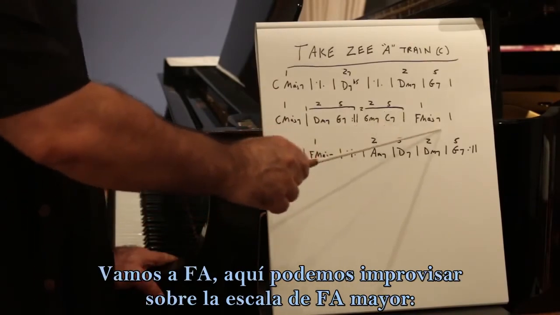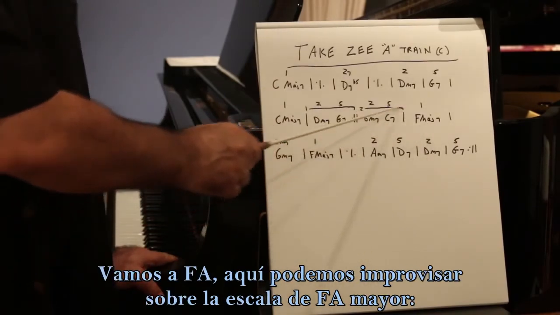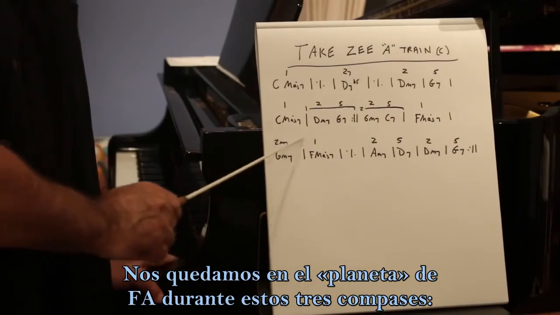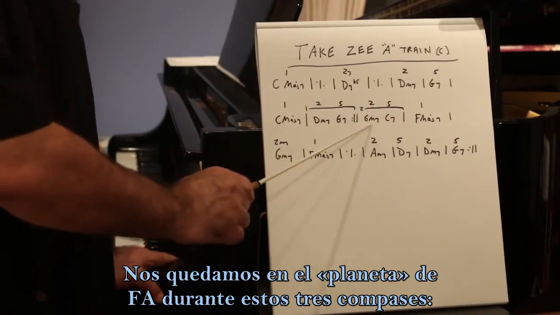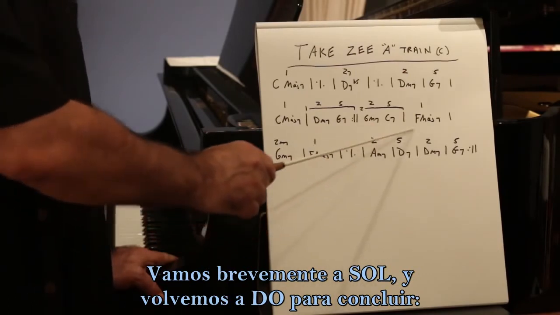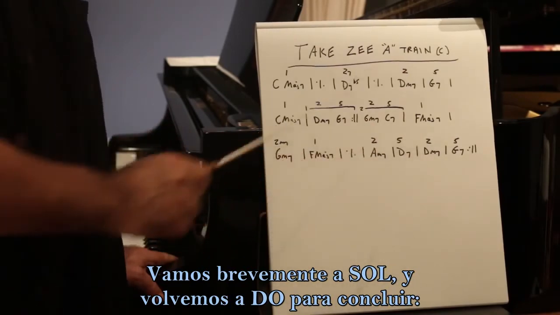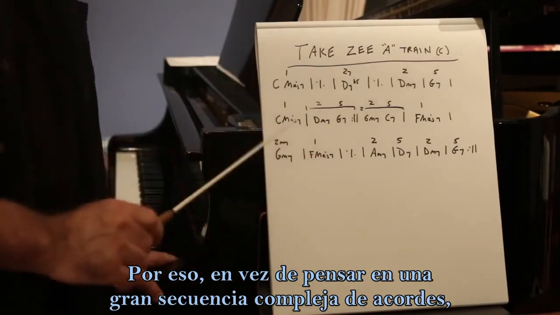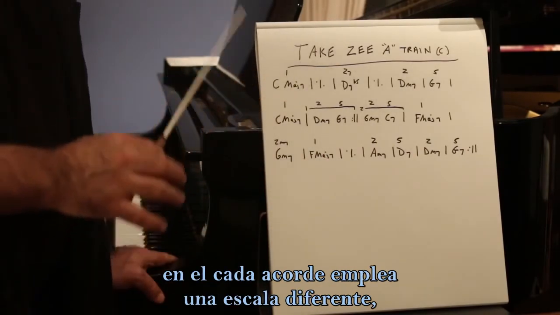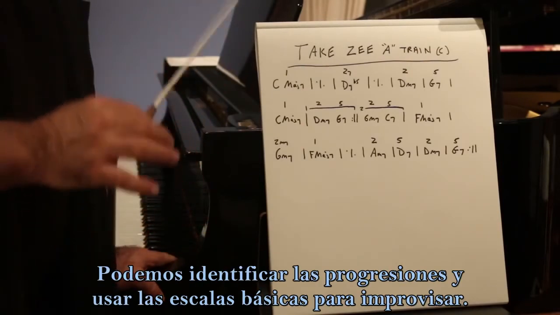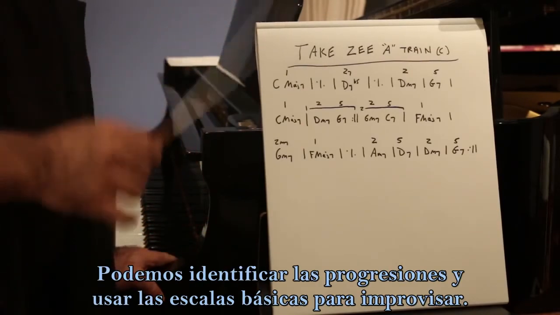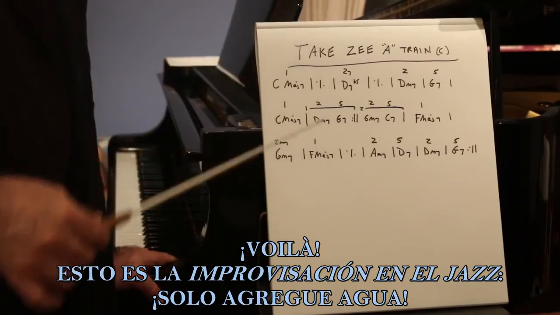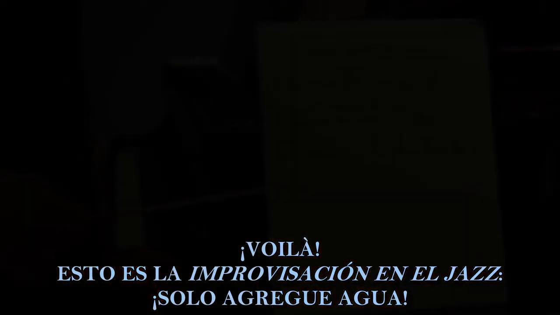Moving into F planet, we can improvise with the F major scale here. Keep F planet and the F major scale going through all these 3 bars. Switch quickly to G here and back to C, and we're done. So rather than thinking that it's a complex series of chords and each chord gets a different scale, we can identify the progressions and use the basic scales to improvise. Voila! Jazz improvisation. Just add water.